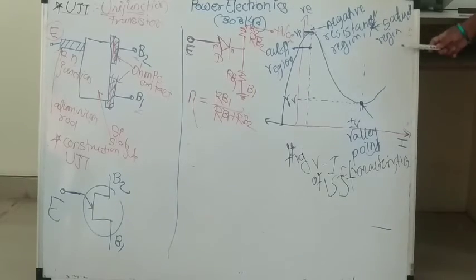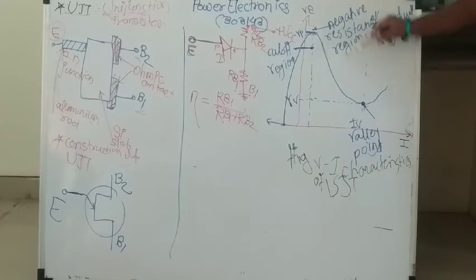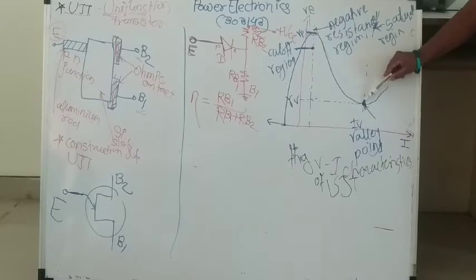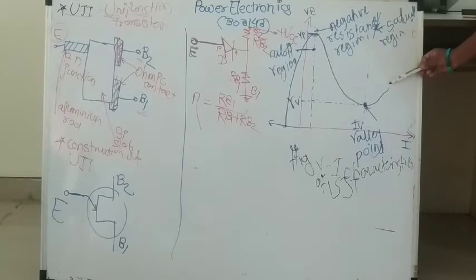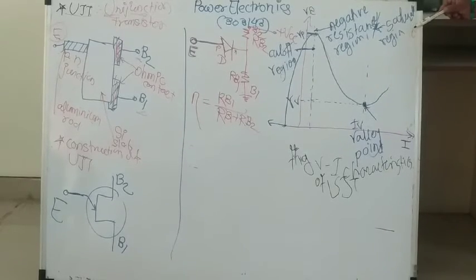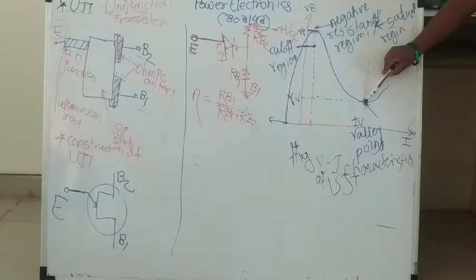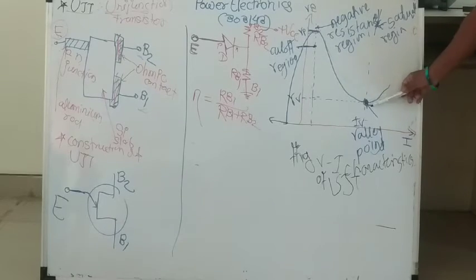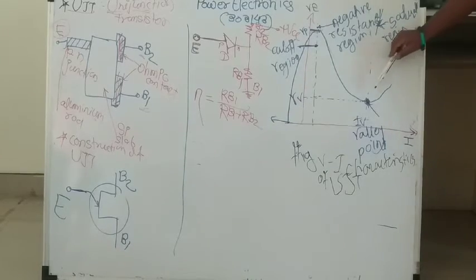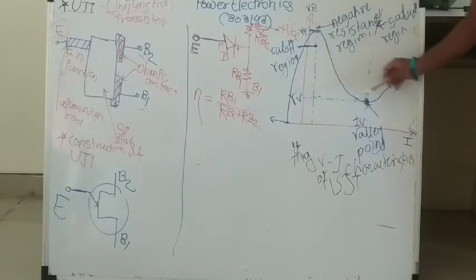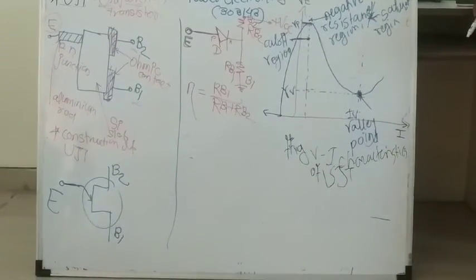Now, in the saturation region, what happens? When you are in the negative resistance region, by increasing current, your voltage starts decreasing up to a certain limit. After this limit, by increasing current, your voltage starts increasing again, meaning your UJT goes into the saturation region. This is the point at which, by increasing current, voltage also starts increasing. This point is called the valley point. The voltage at this valley point is called the valley voltage, and the current at this valley point is called the valley current. These are the VI characteristics.